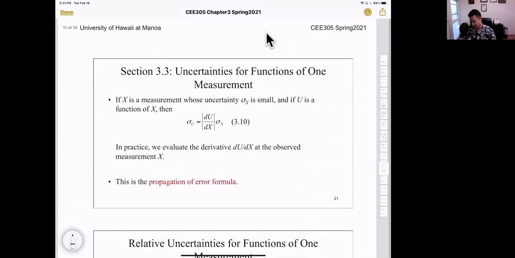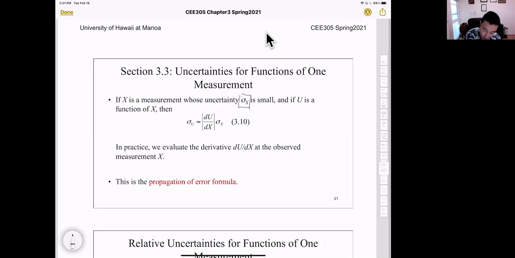The last part for chapter 3, we have around 9 slides remaining. It's called uncertainty for functions of one measurement, and we call that propagation of error. If x is a measurement, and the uncertainty of the measurement x is small, we call that sigma x. If u is a function of x, then this is the equation for propagation of error.